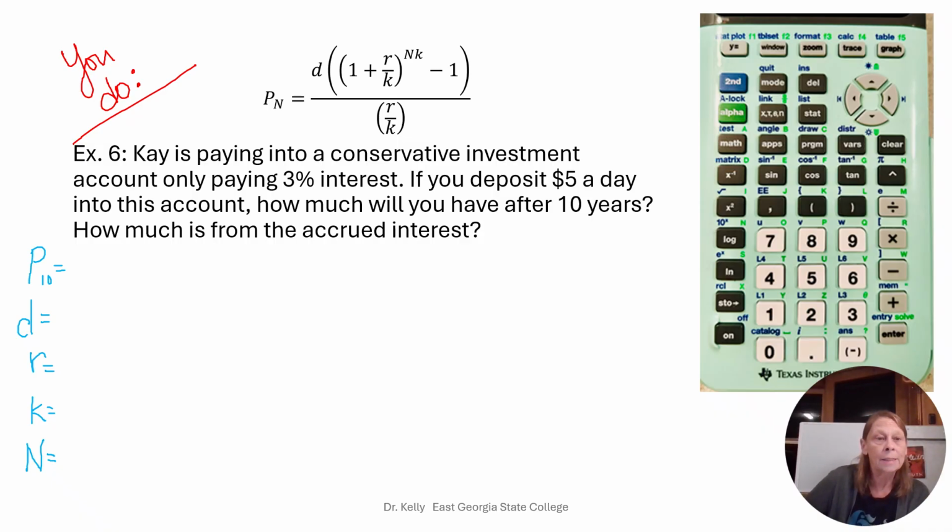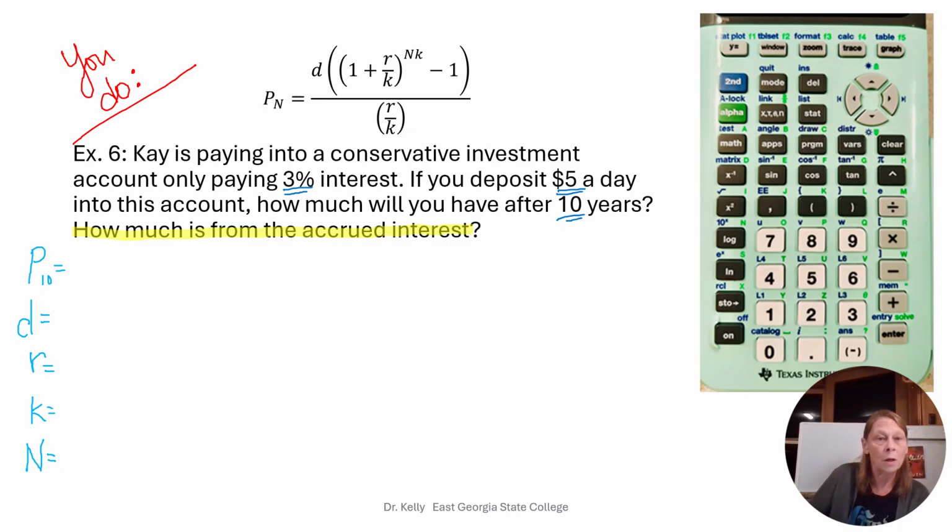Let's see. It says Kay is paying into a conservative investment account, only paying 3% interest. If you deposit $5 a day into the account, how much will you have after 10 years? And how much is from the accrued interest? So notice there's one of those second questions here. I'm going to highlight it so we don't forget. A lot of times students lose points on their first exam with me because they don't read the full problem and they miss that second part of the question. Okay, so be careful. Forewarned.